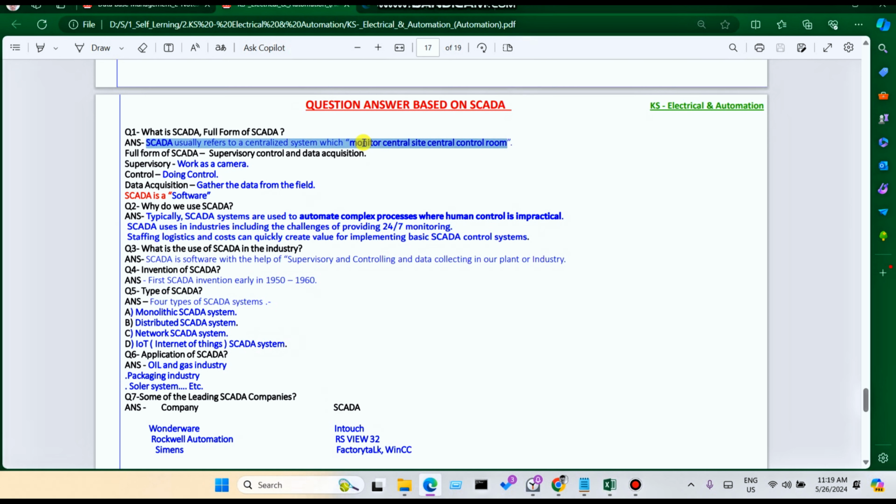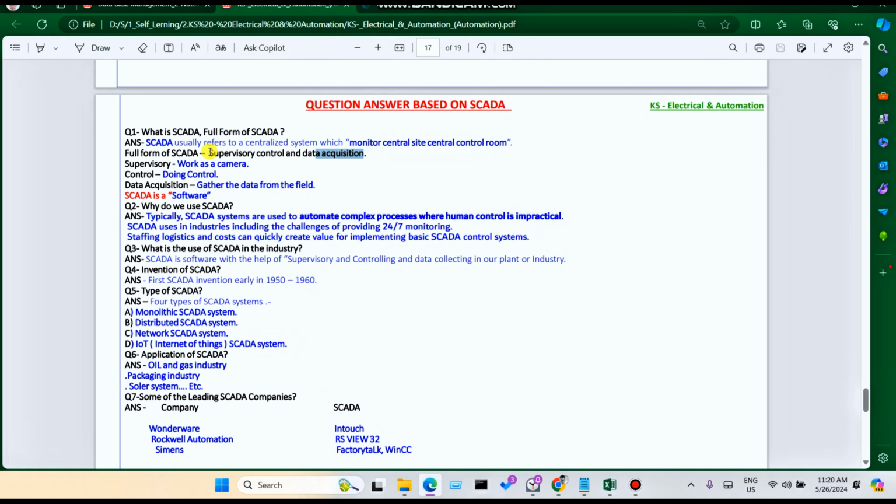Central site means the plant, and central control room means the control room of the plant. Full form of SCADA: S means supervisory, C means control, D means data, A means acquisition.